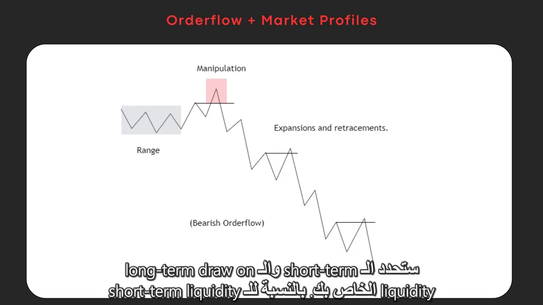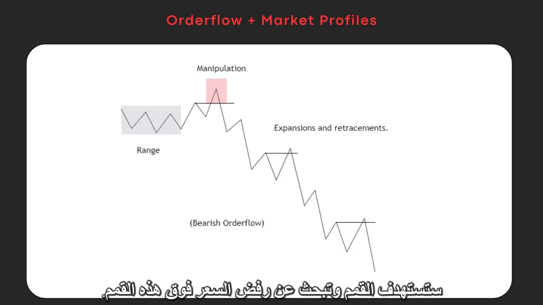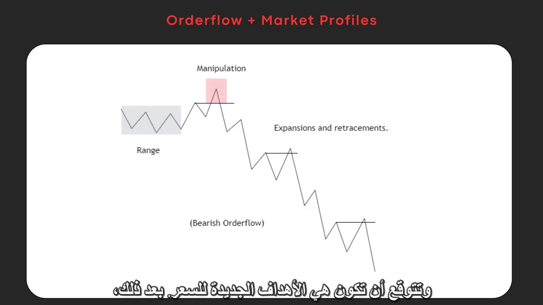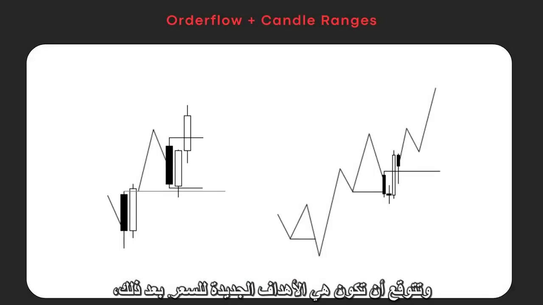For short-term drawn liquidity during retracement profiles, you're gonna target highs and look for price to reject above these highs, whereas for long-term drawn liquidity, you're gonna target and anticipate the major lows to be taken through and expect them to be the new draws and targets or objective for price.